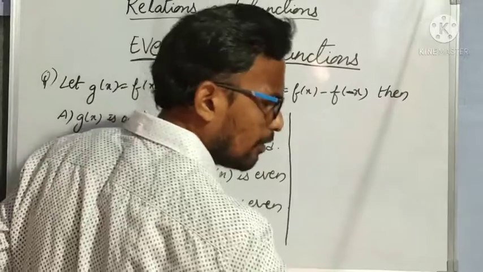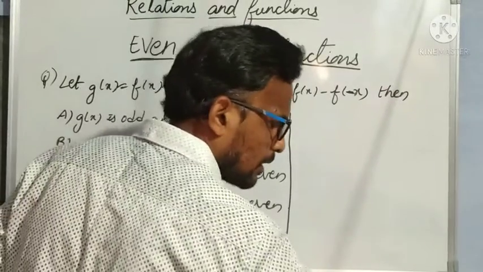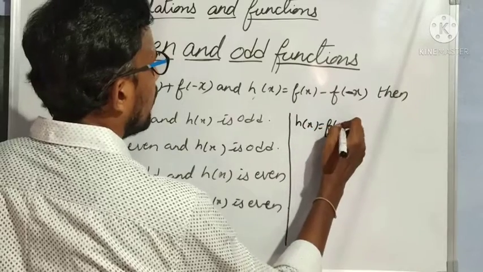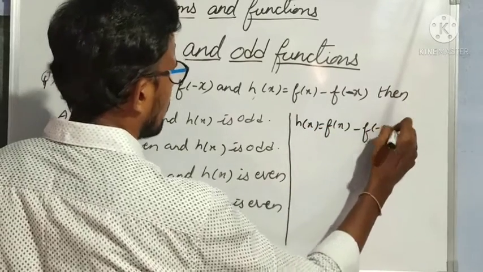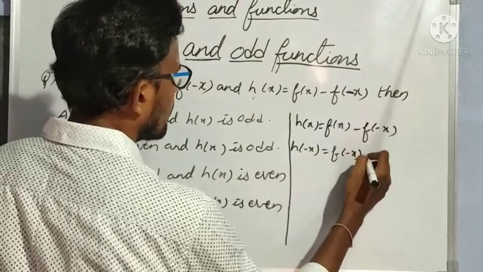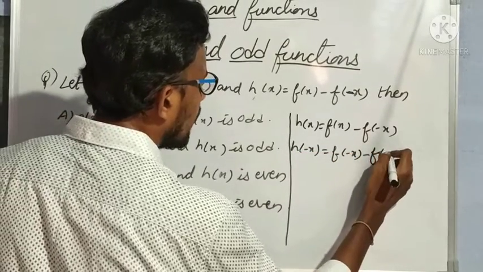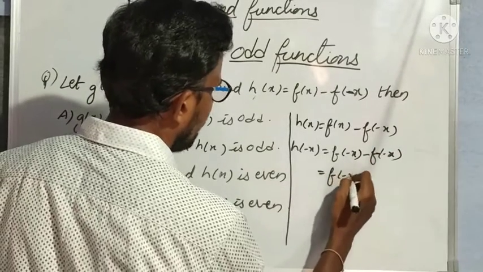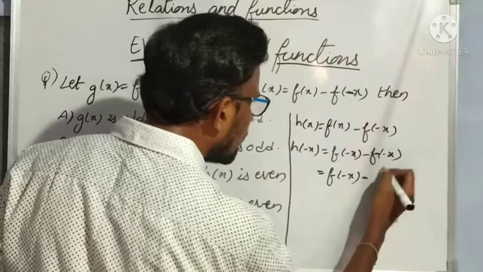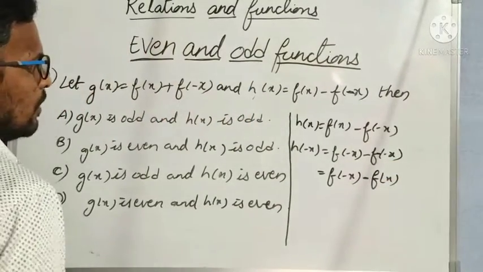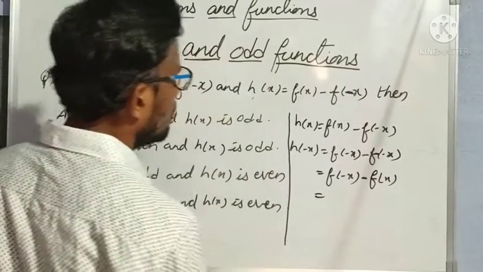In the place of x here also we should substitute minus x. So h of x is equal to f of x minus f of minus x. So here also h of minus x is equal to f of minus x minus f of minus x. So that is equal to f of minus x minus f of minus is f of x.